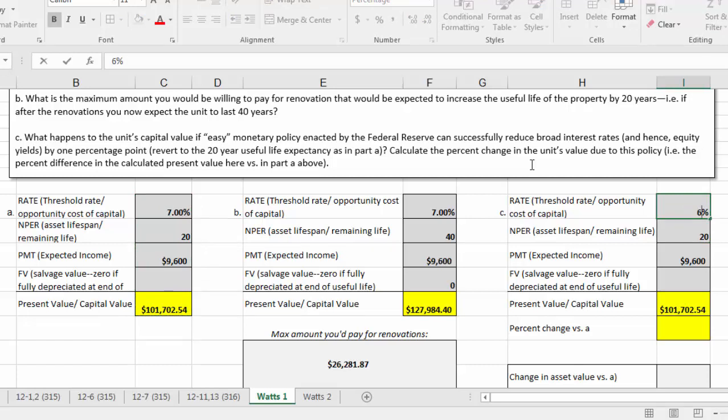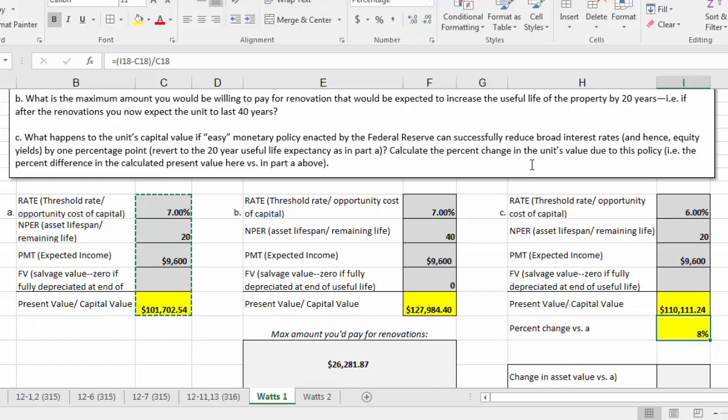Interest rates up, stock market's down, the inverse relationship. That means if the interest rate's down, the stock market, and generally speaking, all assets are up. And indeed, it goes up to 110,000 instead of 101,000. What's the percent change? That's just simply going to be the difference, the growth from here to here, divided by the initial valuation. So I got an 8% increase.